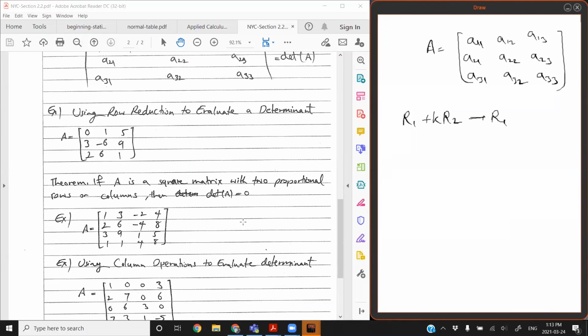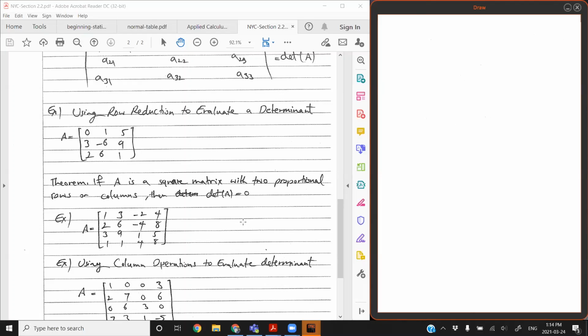Okay. So a swap will negate the determinant. Multiplying one row or a column by k will cause the determinant of the new matrix to be k times the determinant of the old matrix, and a pivot, adding a multiple of one row to another row, or a multiple of one column to another column, does not change the determinant. So now how can we use these facts in order to find the determinant of this matrix here using row reduction?